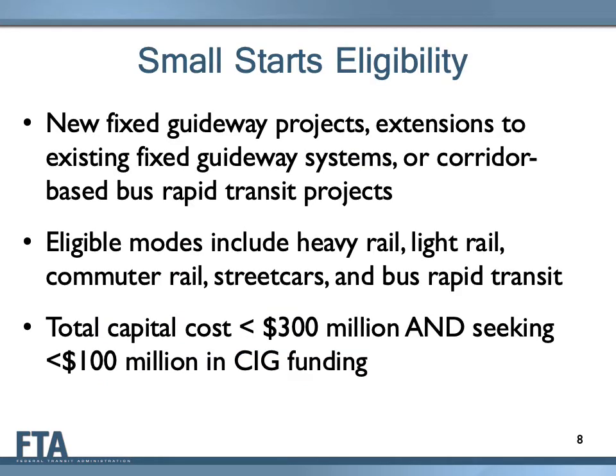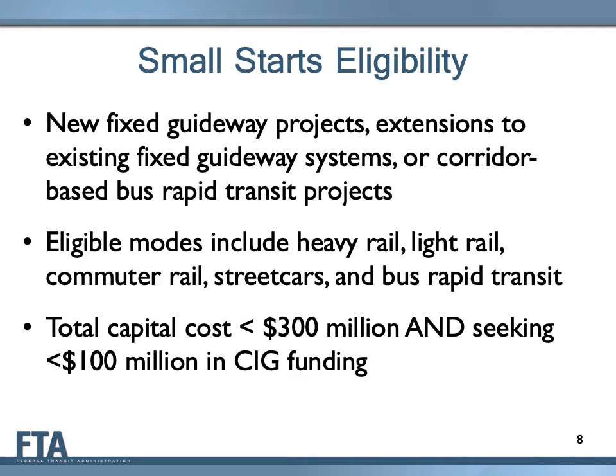Eligible small starts projects include new fixed guideway projects, extensions to existing fixed guideway systems, or corridor-based bus rapid transit projects. The law defines a fixed guideway project as using and occupying a separate right-of-way for the exclusive use of public transportation, using rail, or using a fixed catenary system.